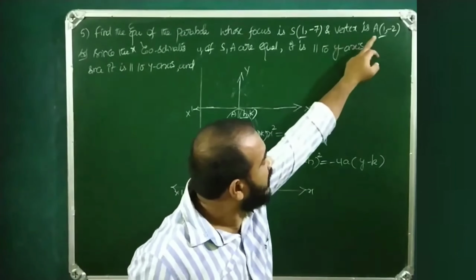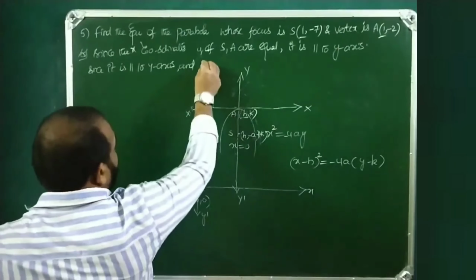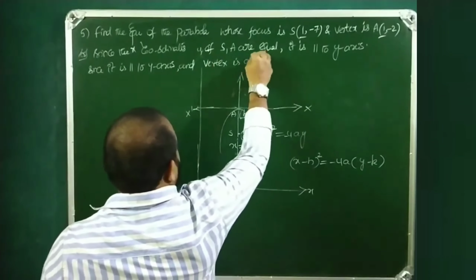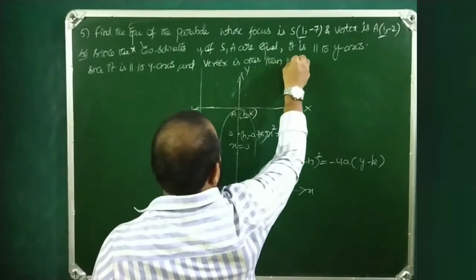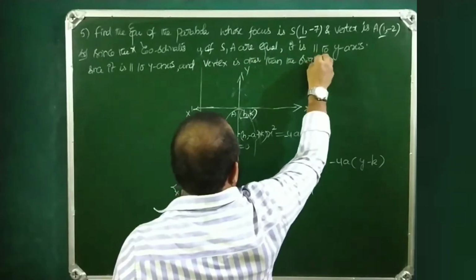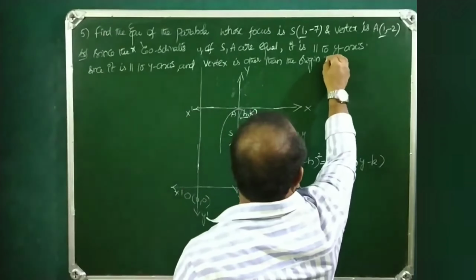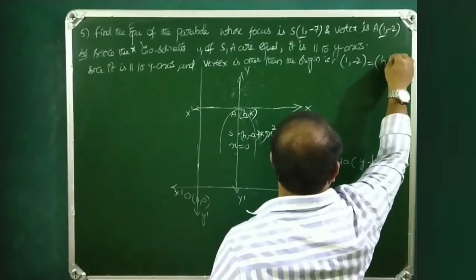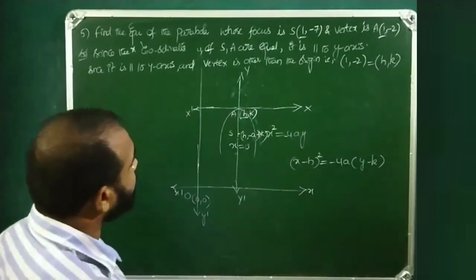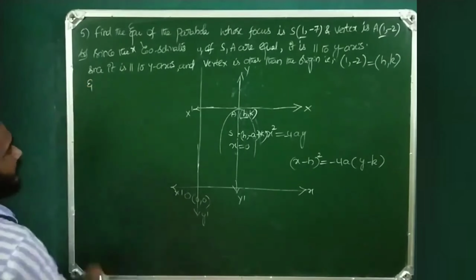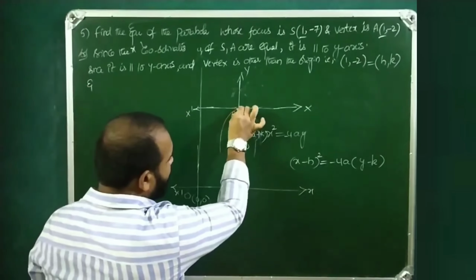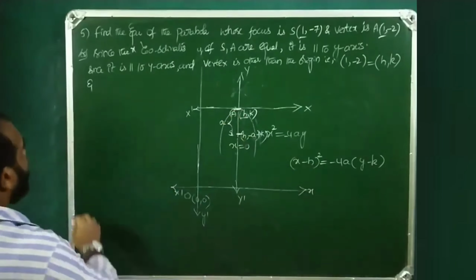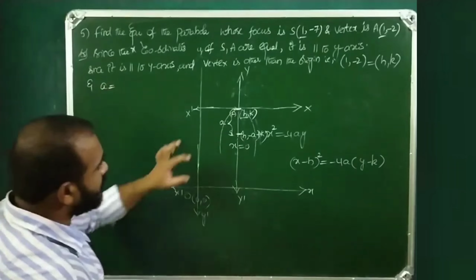the vertex is a point other than the origin, that is 1 comma minus 2. This is equals to h comma k. And so the distance between A and S is what? A is equals to AS.